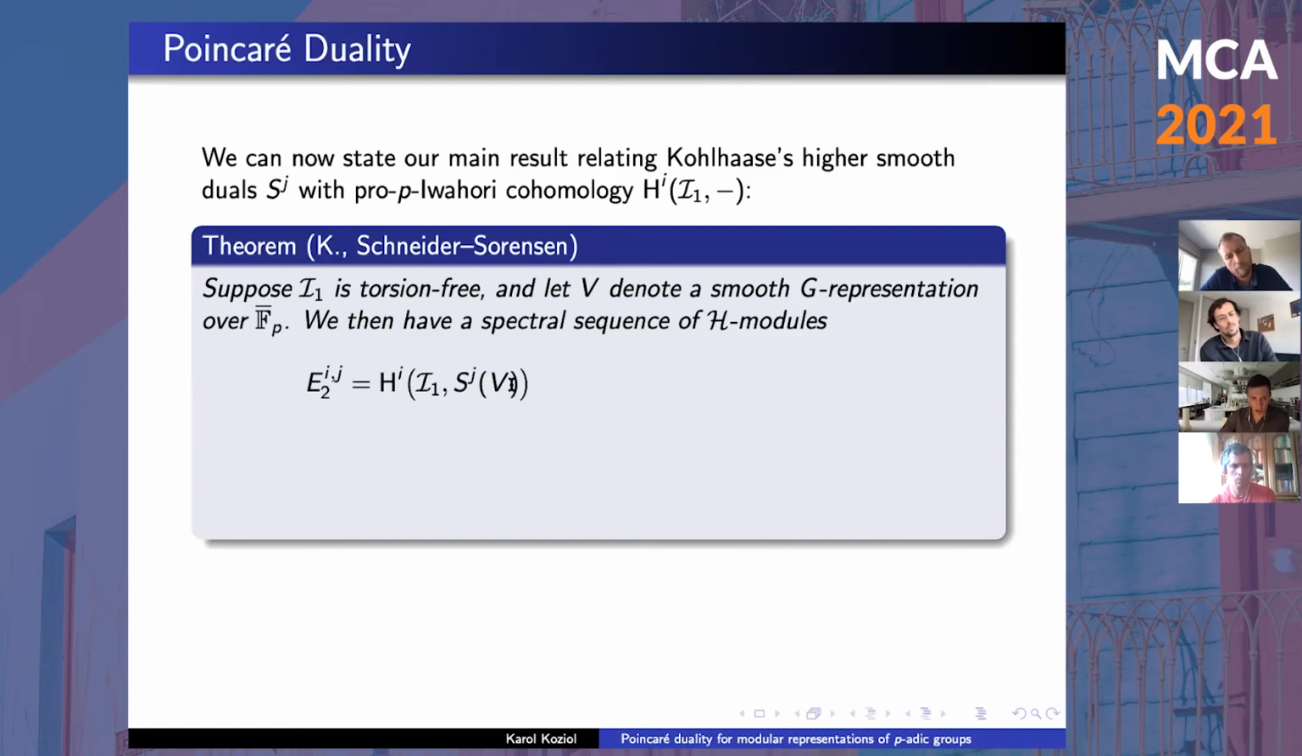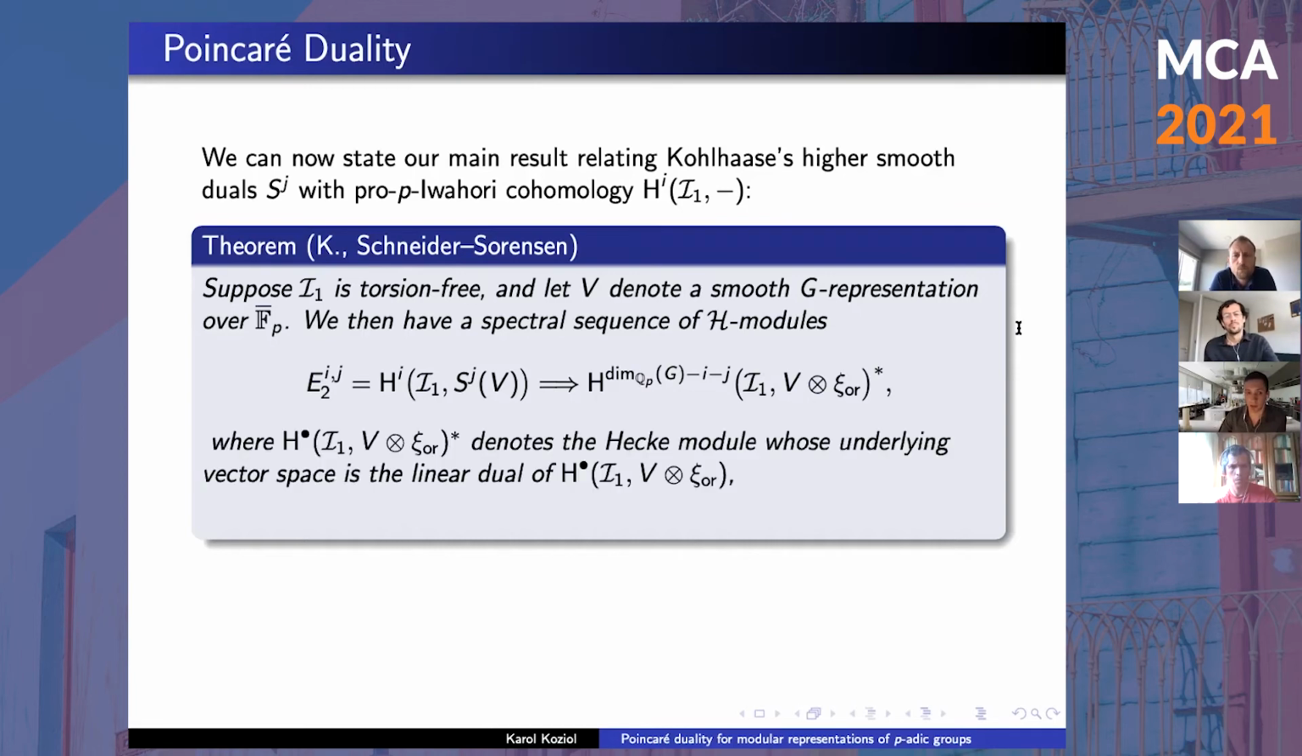On the E2 page, I'm looking at Kohlhaase's duality functors, and these give me smooth representations. I plug them into this I1 cohomology, and I look at the ith degree. This will converge to the following thing. It's another cohomology group where I'm taking the dimension of G as a manifold over Q_p, minus i minus j, and I'm taking the coefficients in a different representation.